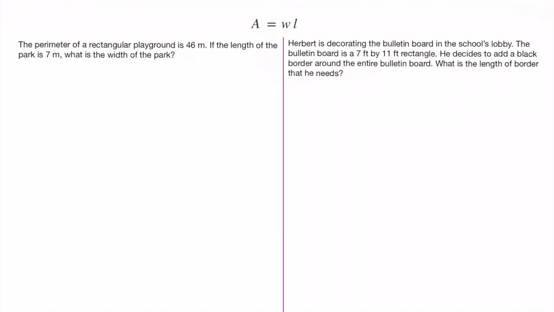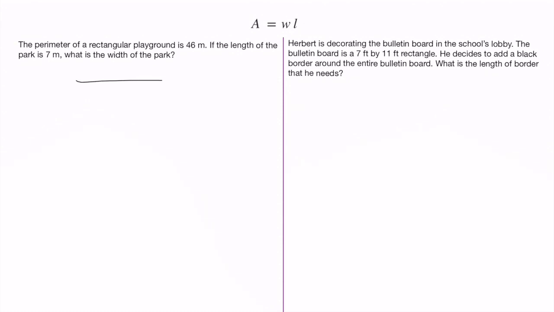Some word problems dealing with areas and perimeters of rectangles and squares. So let's look at this first one. The perimeter of a rectangular playground is 46 meters. If the length of the park is 7 meters, what is the width of the park?